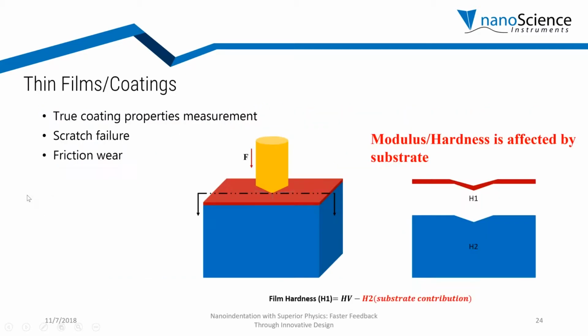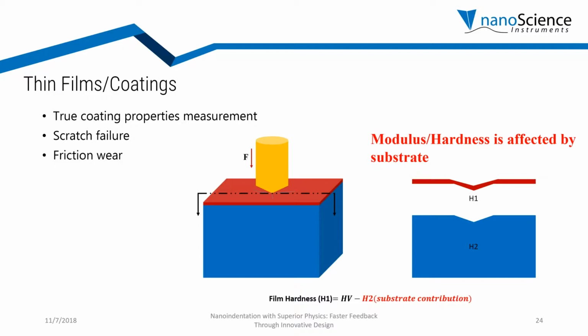Now, let's start with one of the most important ones, thin films and coatings. The problem with the measurements in thin films and coatings is that we want the properties of only the film. Like in this slide, we only want the properties of this red part, but usually what happens is that we are performing some kind of indentation from the top, and we are measuring properties of both the red and the blue.